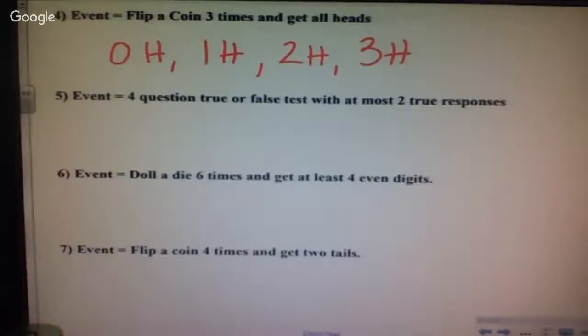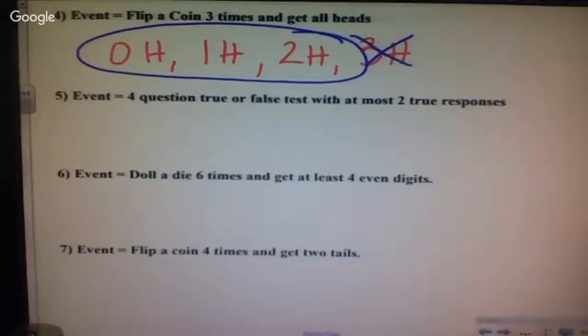What is all heads? Which ones of these are all heads? The last one. So that means my complements are all of these options. None, 1, or 2. Does that make a little more sense to lay them all out and cross off what you don't want? Either way works.